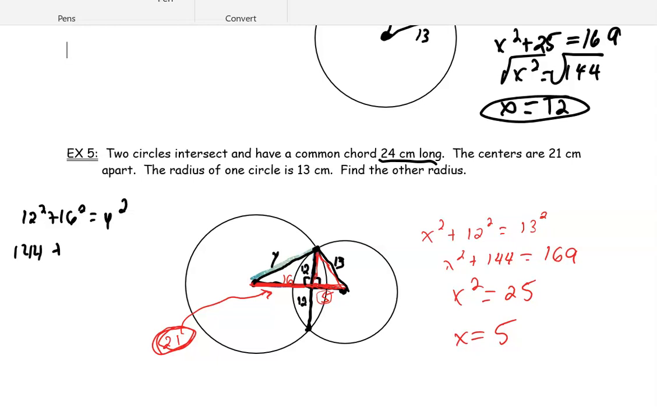I know 12 squared is 144, and 16 squared, let me make sure, yeah, 256. Is equal to our y squared. So y squared is equal to 400. Take our square root, and it should work out nicely to be 20. So then we know this radius here had to have been 20.